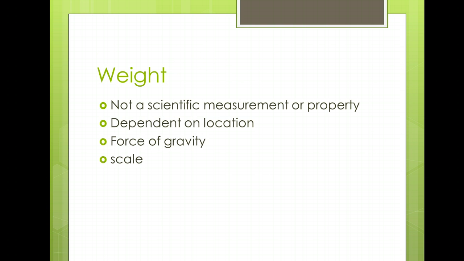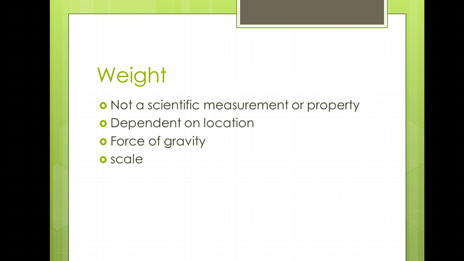Weight. Weight is a measurement that can change based on your location because it depends on the pull of gravity. The measurement of weight is not universal because depending on where you're making the measurement, your weight could be different. The amount of gravity on the moon is much less than the amount of gravity on Earth because the moon is smaller than Earth, so you would weigh less on the moon because there's not as much pull on you there as there is on Earth.